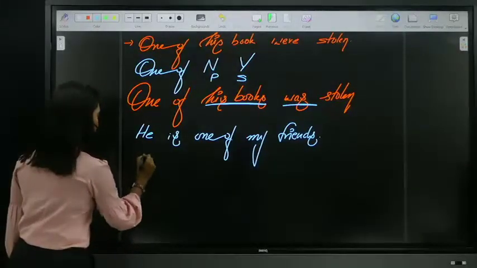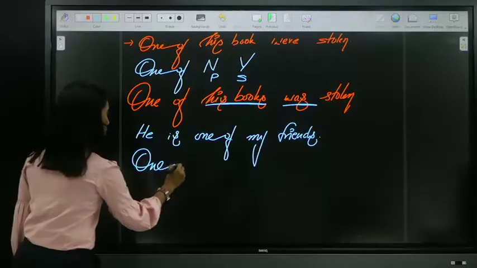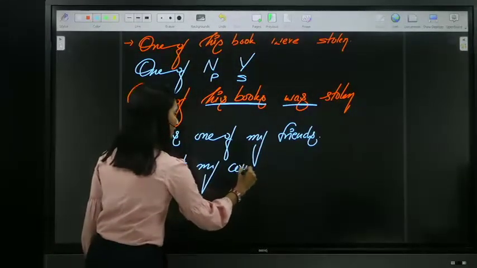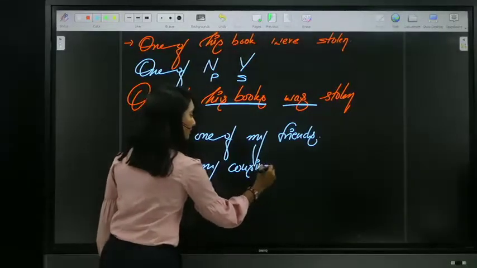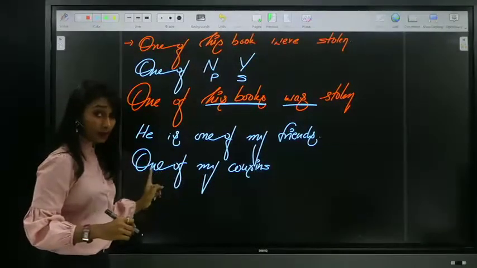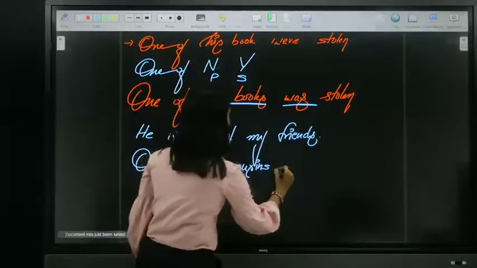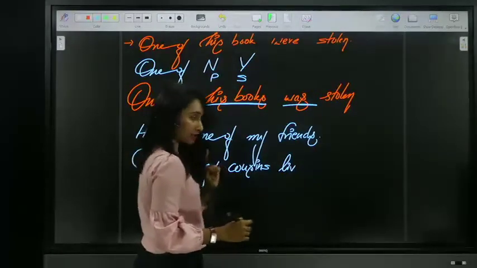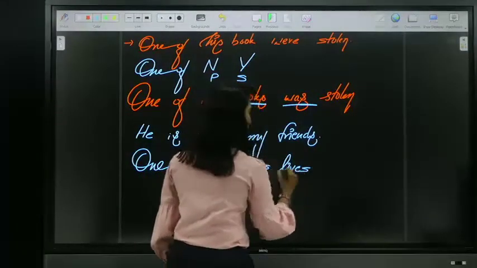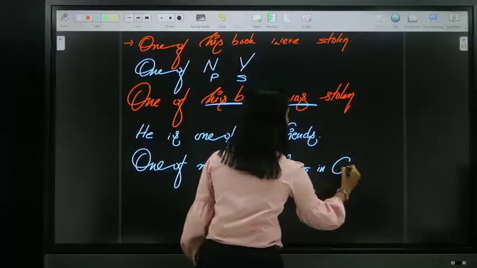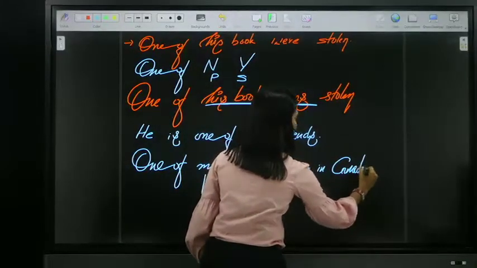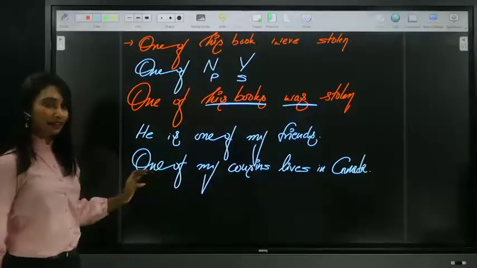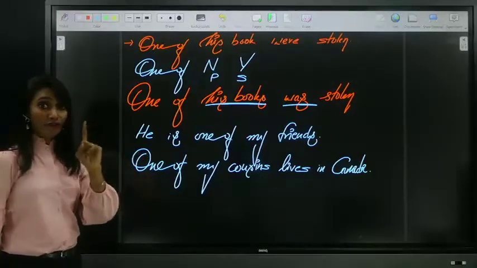Let me give one more example. "One of my cousins lives in Canada." I have many cousins, but I'm talking about only one. So cousins, one of. One is singular, so we require a singular verb: lives in Canada. One of my cousins lives in Canada. I have many cousins, and I'm talking about one of many.